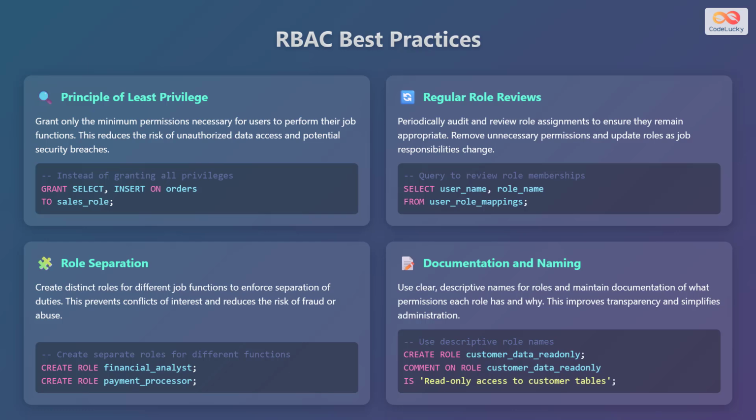Third, ensure role separation, creating distinct roles for different job functions to enforce separation of duties. This prevents conflicts of interest and reduces the risk of fraud or abuse. Finally, maintain proper documentation and naming, using clear, descriptive names for roles, and maintain documentation of what permissions each role has and why. This improves transparency and simplifies administration.